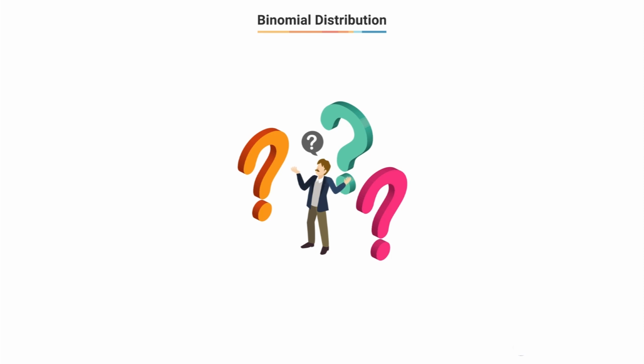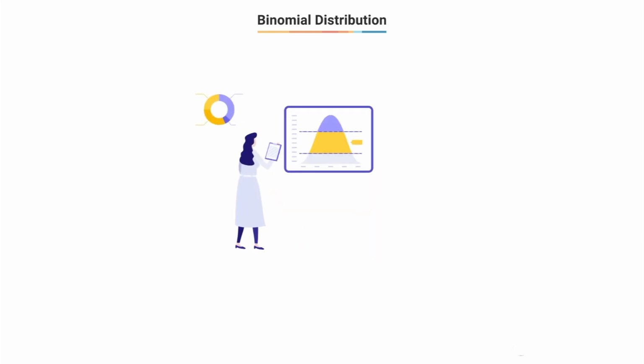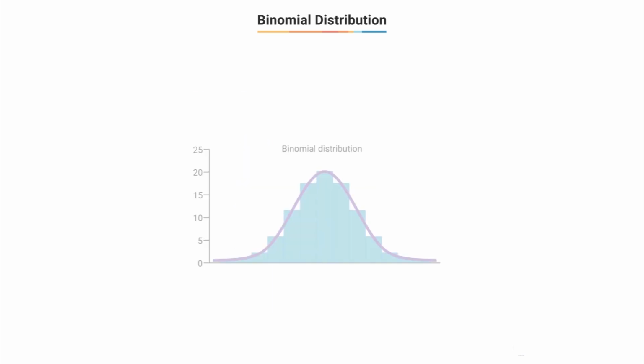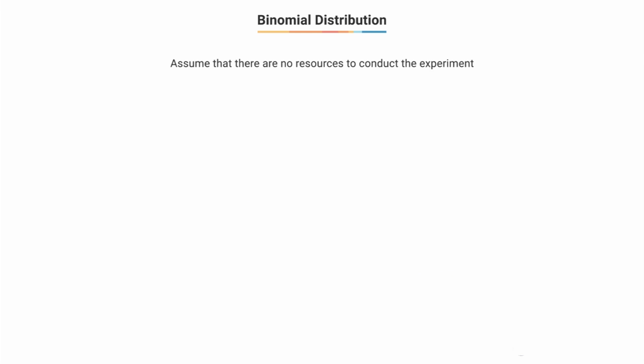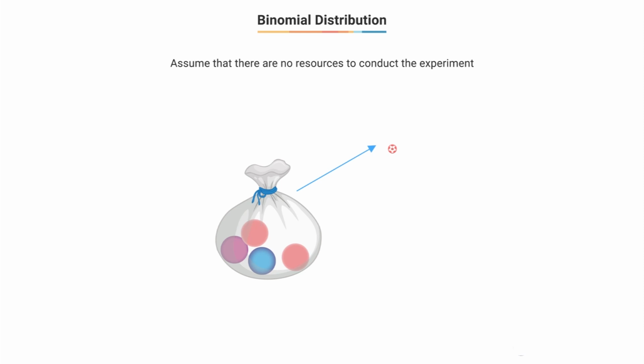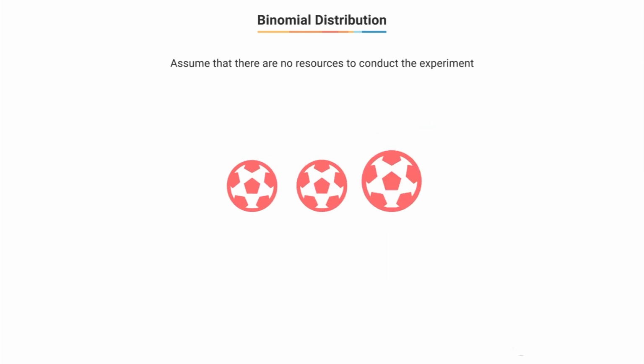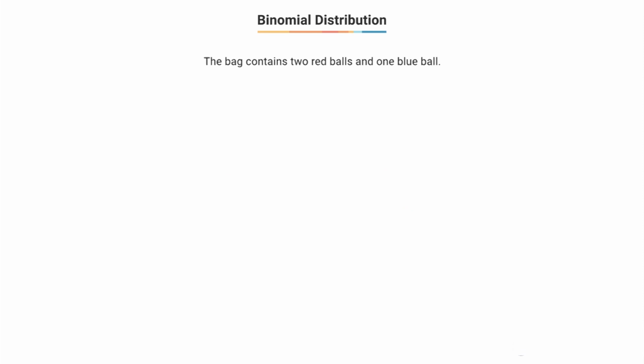Let's go through a very commonly occurring and useful probability distribution, the binomial distribution. Using the same red and blue ball example, we'll see how such problems can be generalized and solved using binomial distributions. Let's start with some simple questions. Suppose you don't have the resources to conduct the experiment where people draw 4 balls from a bag containing 2 red and 1 blue ball. Can you still find out the probability of getting 1, 2 or 3 red balls? Let us try it out.